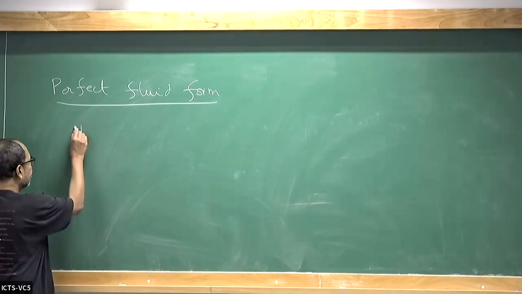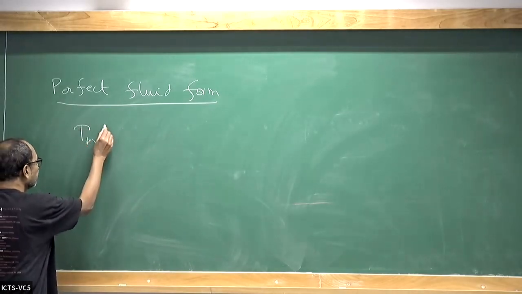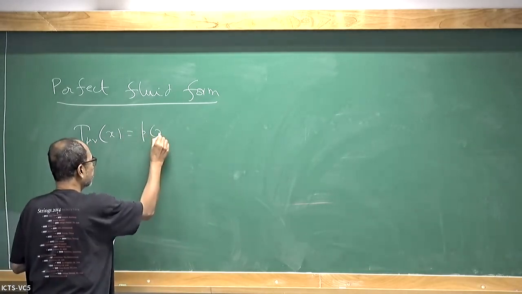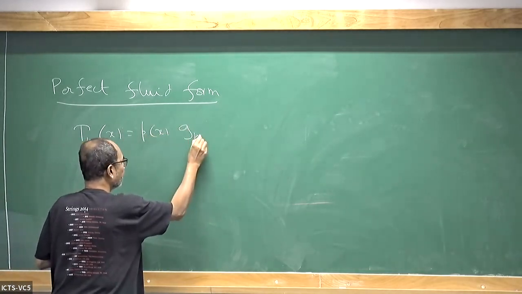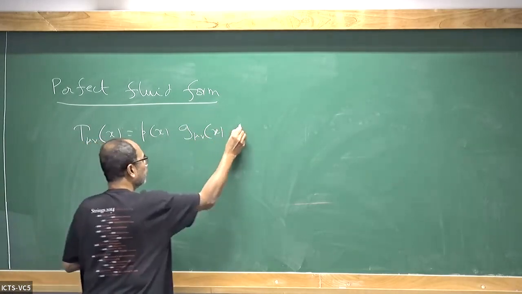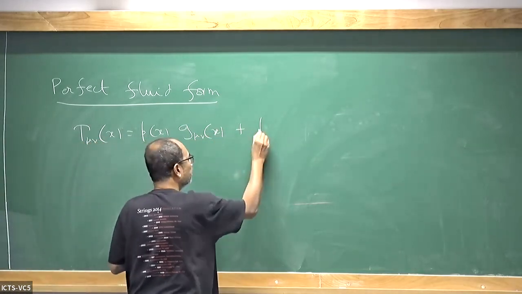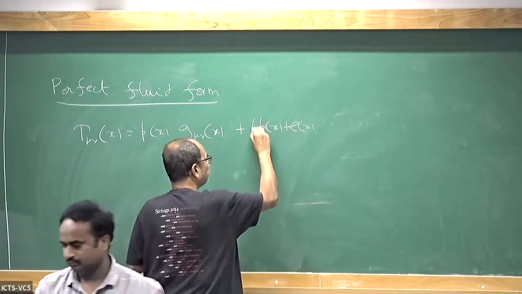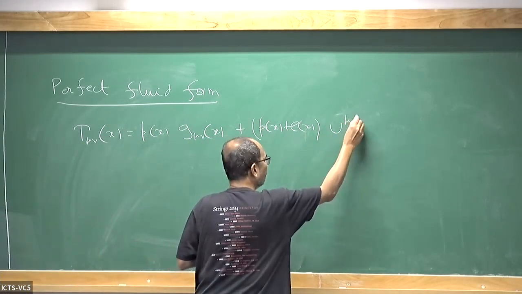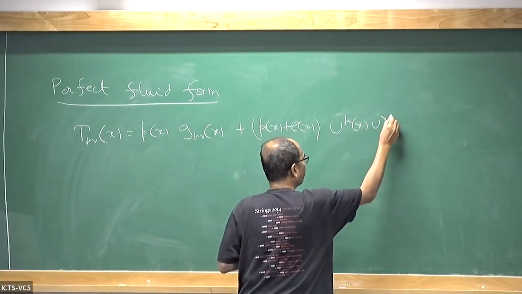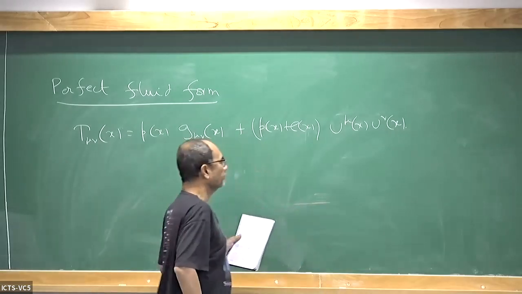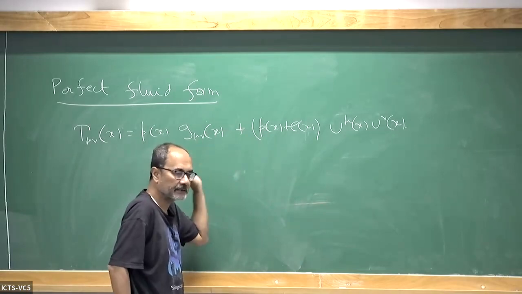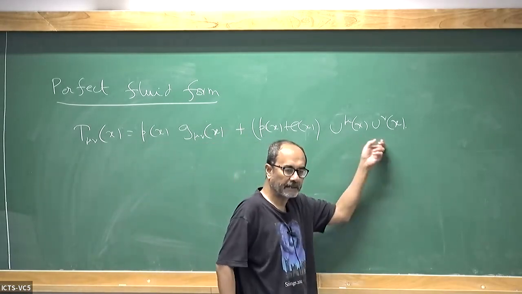So this says that T mu nu locally will have the form p of x, g mu nu of x, plus p of x plus rho of x, u mu of x u nu of x. So here p and rho are arbitrary functions and u mu is an arbitrary vector which can depend on x.